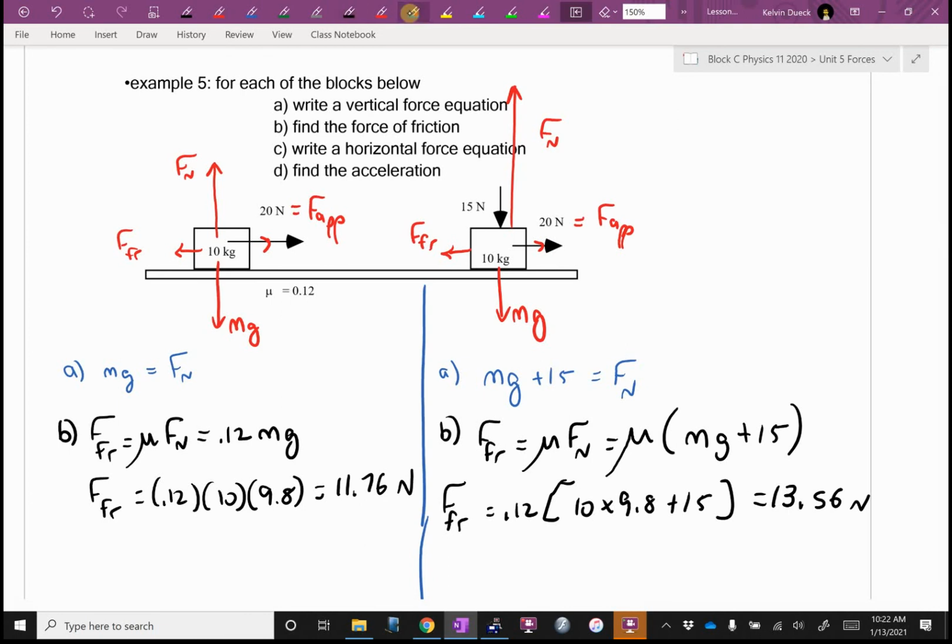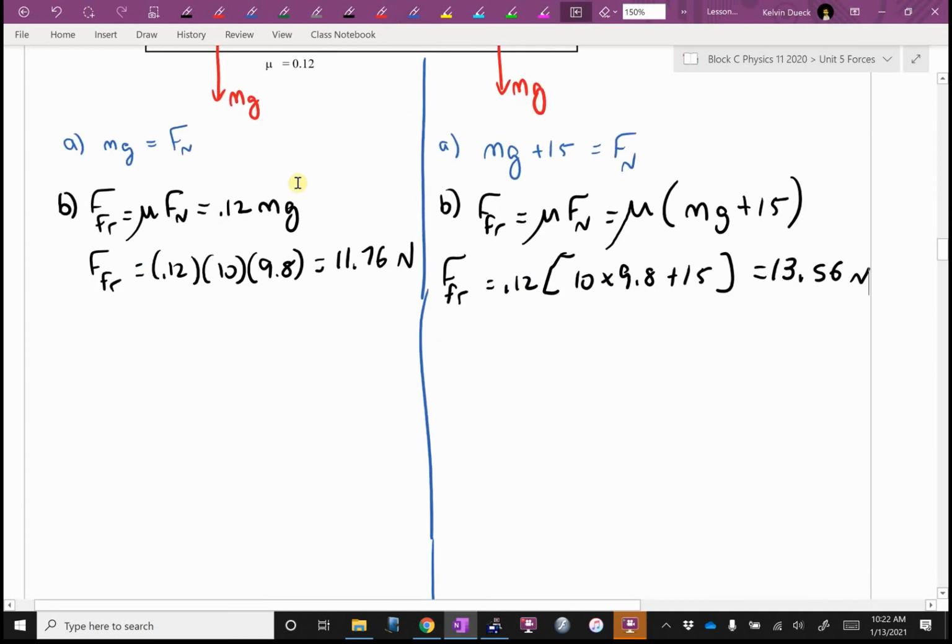Adam, part C says write a horizontal force equation. I've scrolled down, but you have it in front of you. Which way do you think your mass is sliding? Who's winning? Who's losing? Equals? Yep. What does winner minus loser always equal? MA.